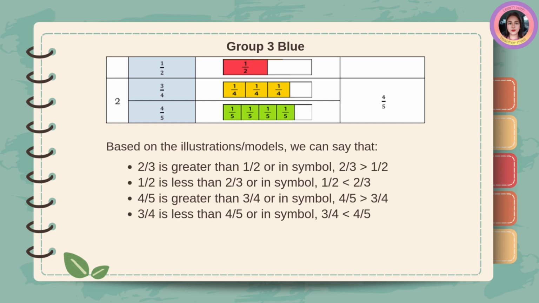For Group 3, based on the illustrations, we can say that 2/3 is greater than 1/2. 1/2 is less than 2/3. 4/5 is greater than 3/4. 3/4 is less than 4/5.